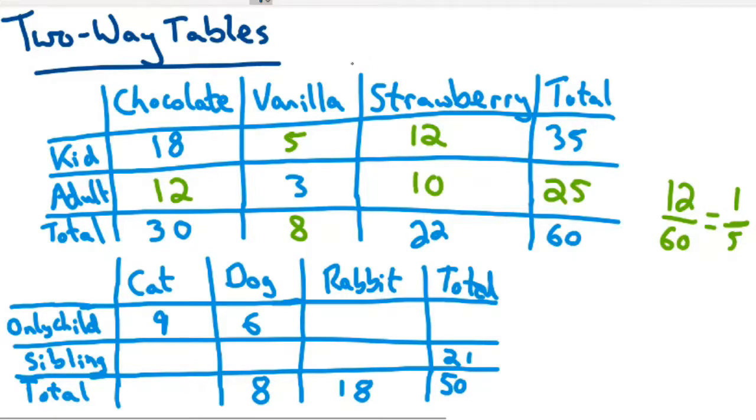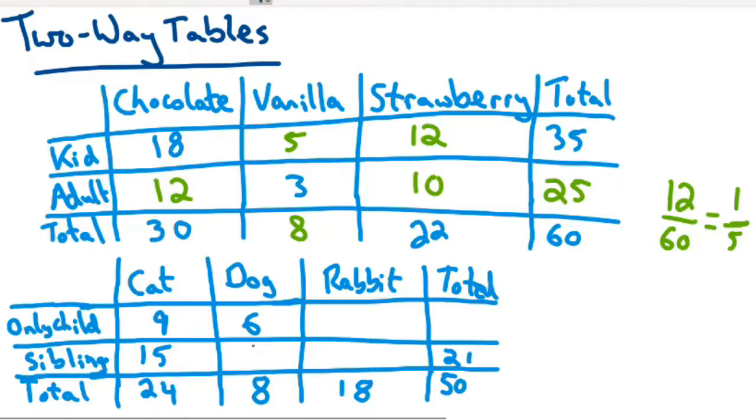Alright, so there's a couple of different places you could start. For instance, since this here is a total of 50, and we so far have 8 and 18, which give us a total of 26, that leaves 24 for just people who own cats. Now, if 24 people own cats, 9 of whom are only children, that leaves 15 people being siblings having cats.